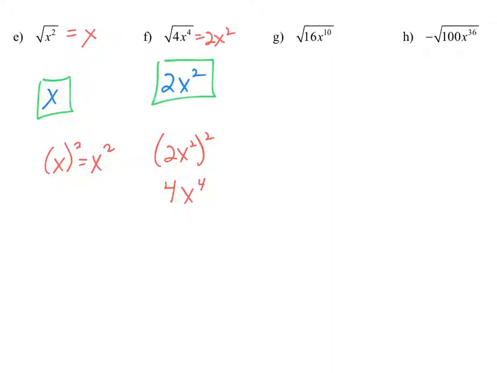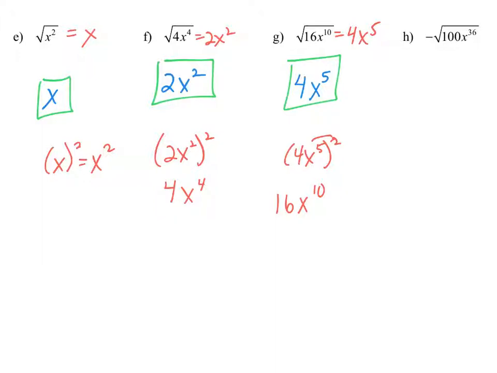Let's look at example G. The square root of 16x to the tenth. The square root of 16 is 4, and the square root of x to the tenth is x to the fifth. You can check your answer by taking 4x to the fifth and squaring it. You're going to square both terms. The 4 to the second power is 16, and x to the fifth to the second power, using the power to a power rule, you get x to the tenth power. So the square root of 16x to the tenth is 4x to the fifth.